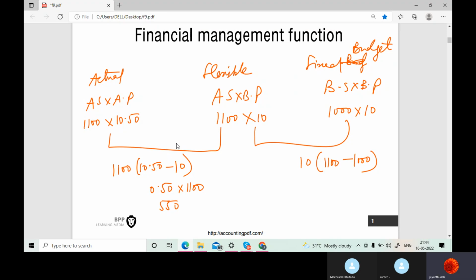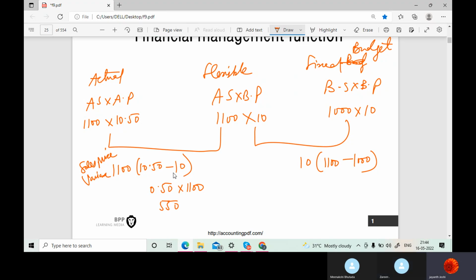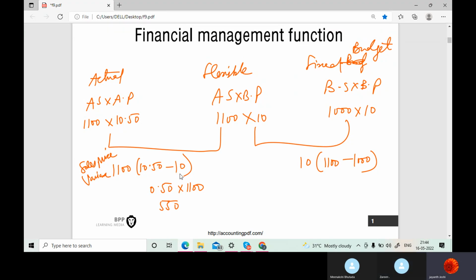So what do you think actually in this? It is like we are doing the sales price variance. The budget price we made was 10 rupees, correct? But it was 0.50 more. Is it good or bad? It's good. We thought that we will sell at 10, but we got to sell at 0.50 extra.